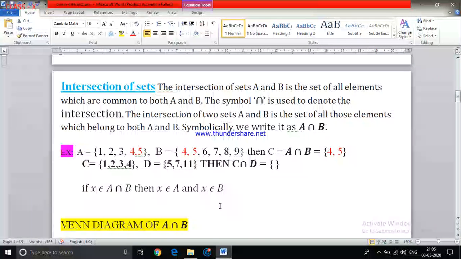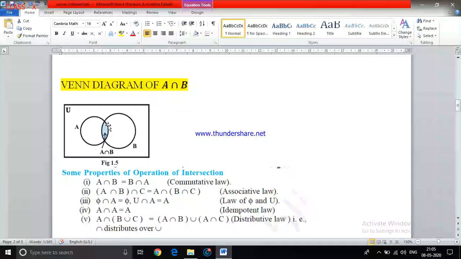As I said, the common elements of A and B are called the intersection. So this common portion of A and B, this blue color part, is common for set A and set B. If I take this part, it is not common in B. If I take this part here, that is not common in A. So this blue color part is the only part which is common for both A and B. So that shaded part will represent A intersection B.